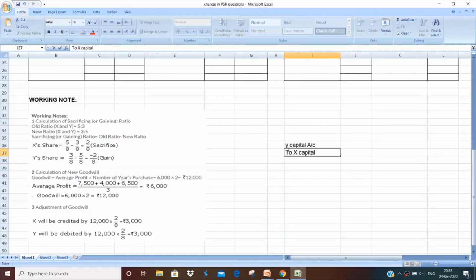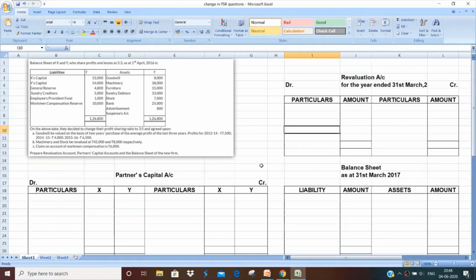So this would be the entry for goodwill in case of X and Y. Y, being the gaining partner, is debited and X, being the sacrificing partner, is credited. So this will be the entry. We'll do the posting later on, and the amount will be 3,000 each. So I am not writing the amount here. Now let's move on to the preparation of revaluation account, partners' capital and balance sheet.